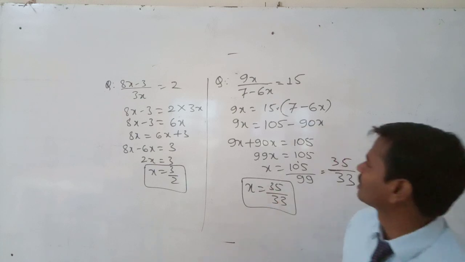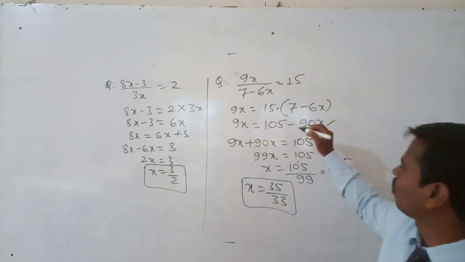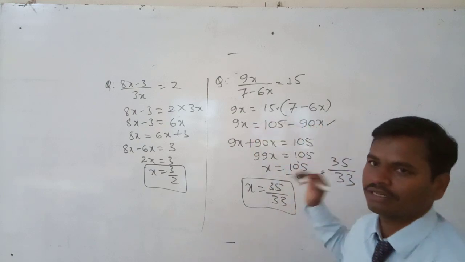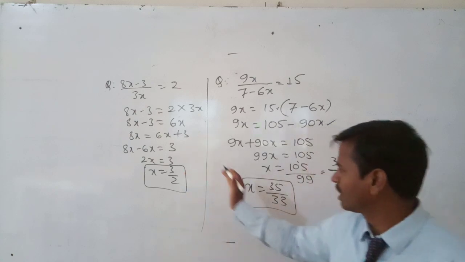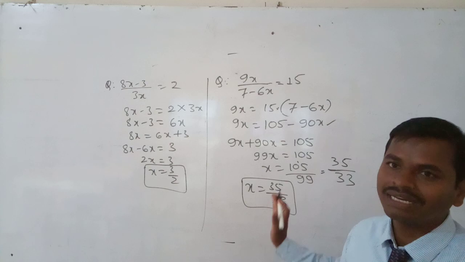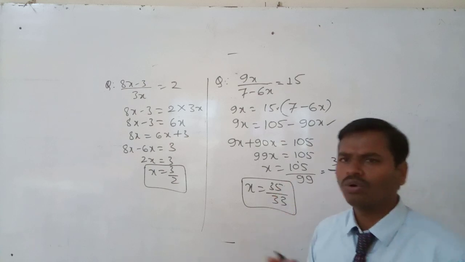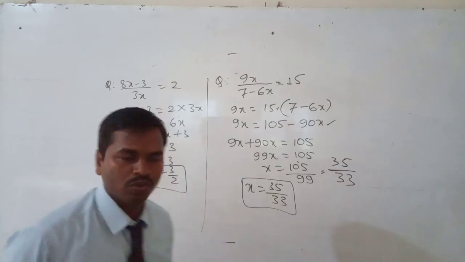Like this, first we will reduce to the linear form. This is the linear form of the equation. Then we will go on simplifying one by one terms. Shift variable terms to the left side, constant numbers to the right side. Finally we will get the x value. In all terms, same method. Okay. We can solve one more question on this one.